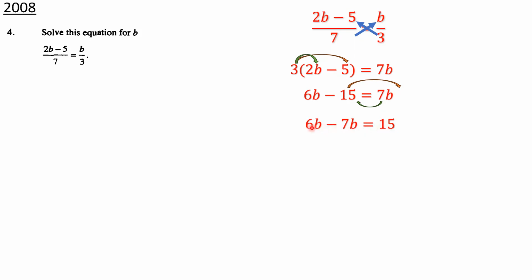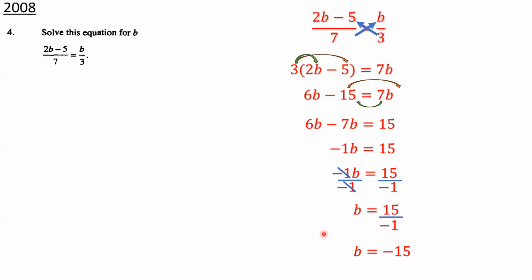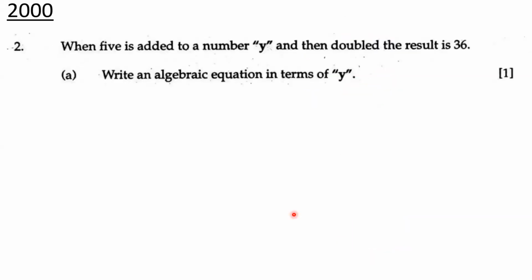Now 6b minus 7b is going to be negative 1b equals 15, and we divide both sides by negative 1. And so we cancel these two, so b is going to be equal to 15 divided by negative 1, and 15 divided by negative 1 is definitely going to be negative 15. So b is equal to negative 15. That's our answer. Okay, let's move on to the next question.